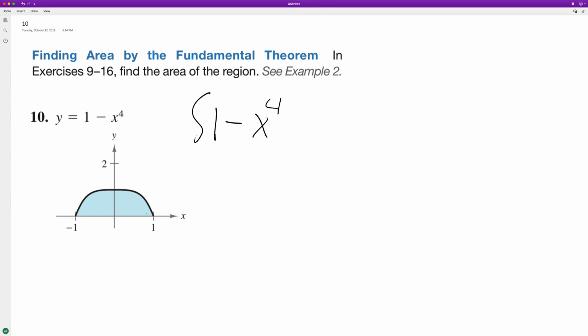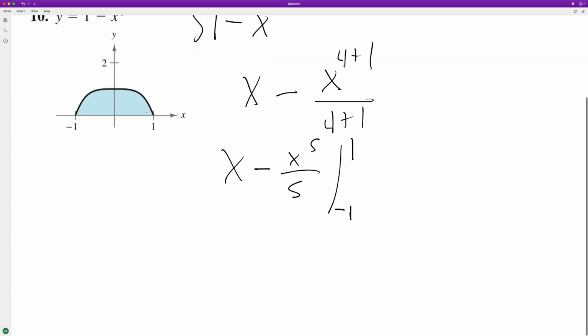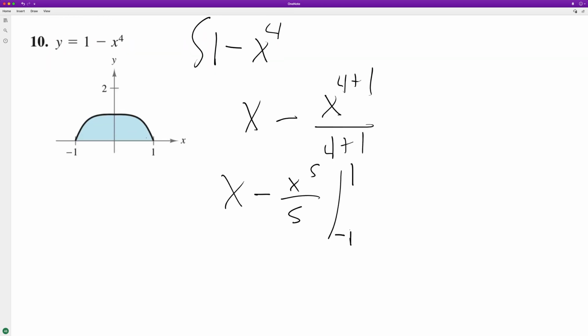So we end up with, well, the integral of 1 is just x, and the integral of x to the fourth is just going to be x to the fourth plus 1 over 4 plus 1. So we end up with x minus x to the fifth over 5, and we're going from -1 to 1. Because this is symmetrical, depending on what we get, we can just multiply the integral from 0 to 1 times 2.